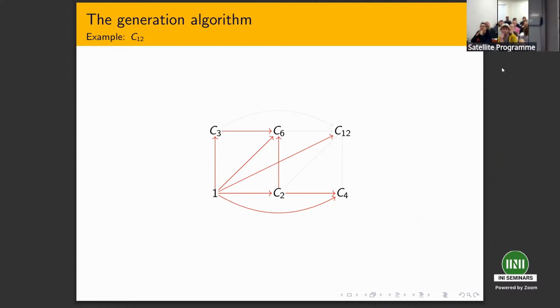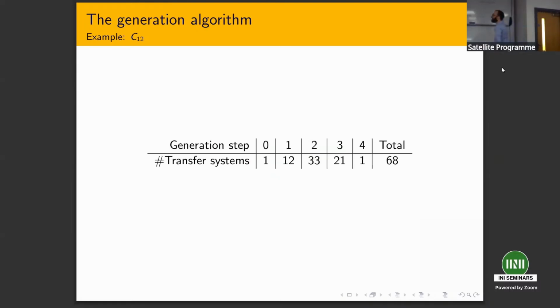So that's how the algorithm works. This works exceedingly well for things we'll see in a second. What this allows me to do is partition the collection of transfer systems by what generation step they appear in. This gives a nice filtration.